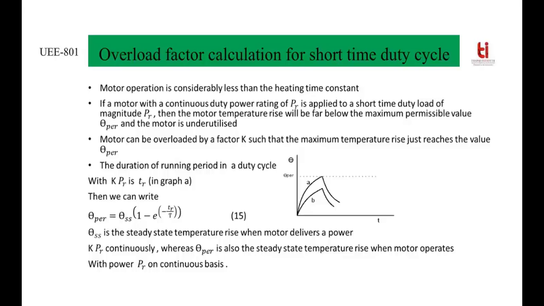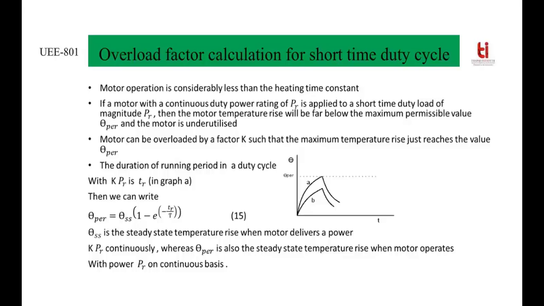Then the same motor which we have selected for continuous duty operation, now we are using for short time duty operation. Here we can overload this, or more amount of current we can allow across the machine. Now how much overloading should be there, based on that we will discuss now. First is that motor operation is considerably less than the heating time constant. That means steady state temperature is not achieved by the machine in short term duty operation.